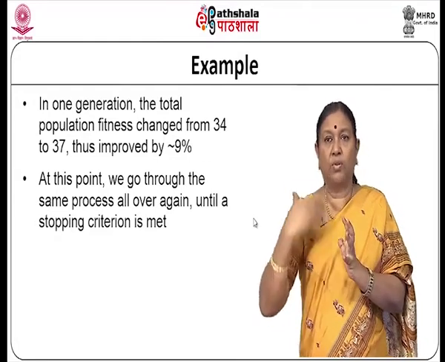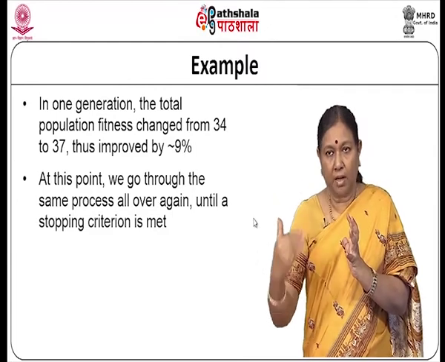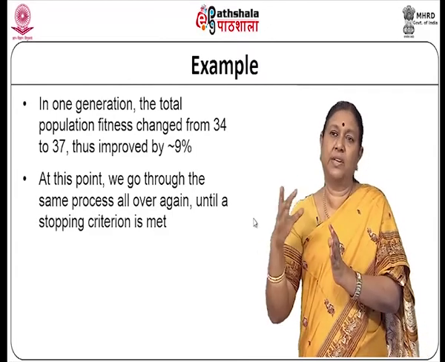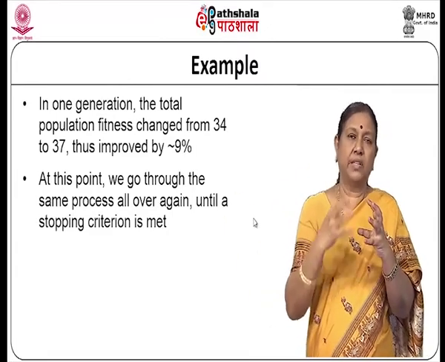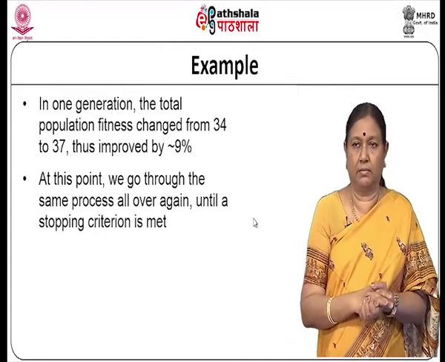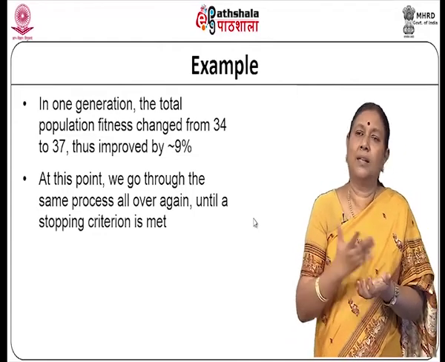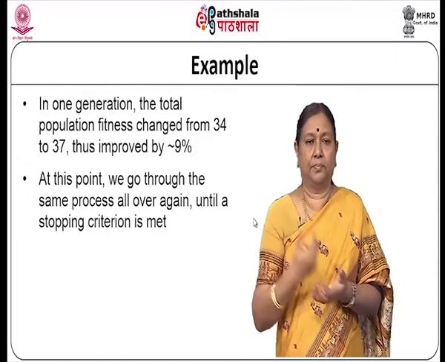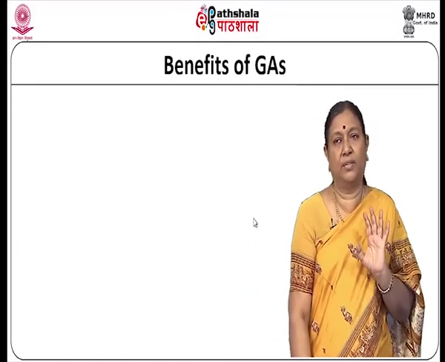From this again we do the whole process, selection, crossover, mutation, and we get a new generation. We keep doing this till we reach a fitness value that we are satisfied with, okay, or till the number of generations, say 5 or 10 or whatever. So, that is the idea of the example.